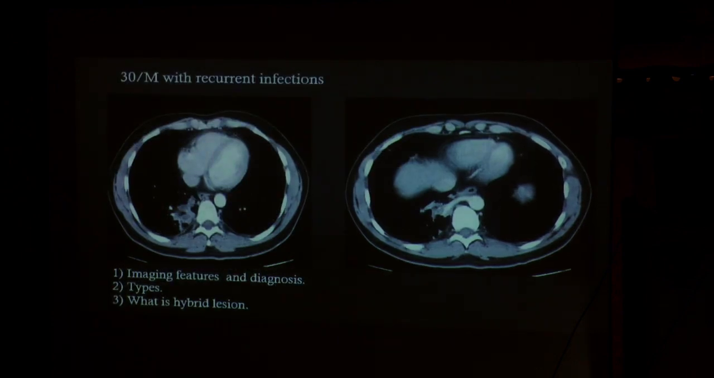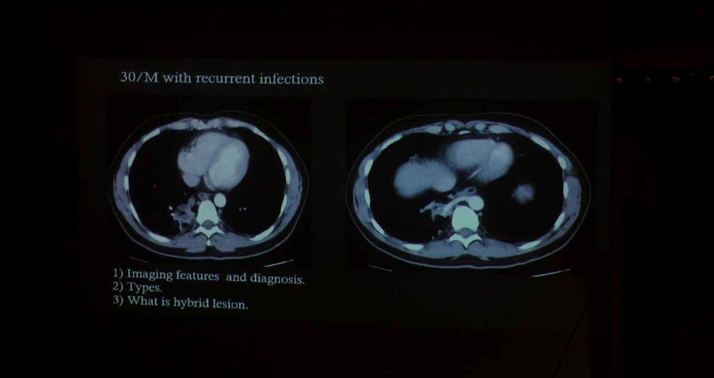So this is the next case, a 30-year-old male with recurrent infections. So what do you see here? Heterogeneous area of consolidation with a systemic blood supply. So what is the type of sequestration here? Intralobar or extralobar?